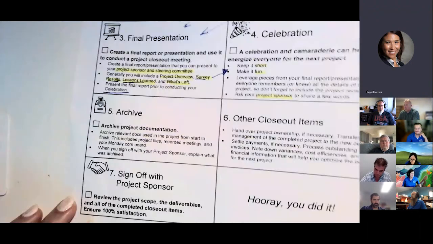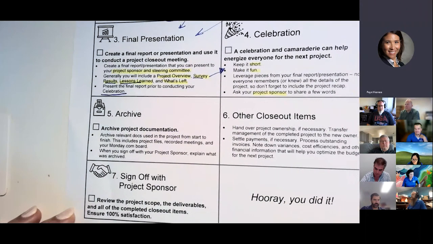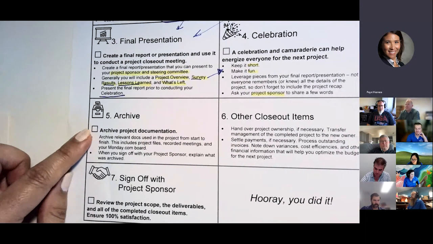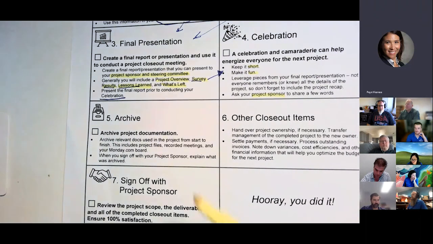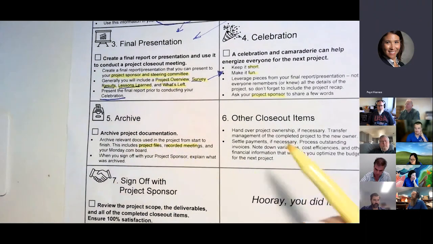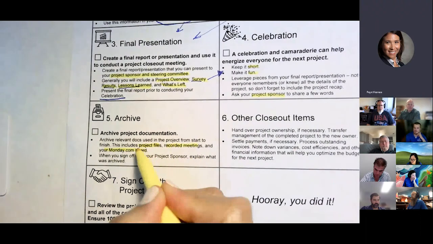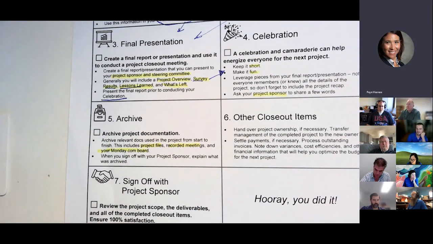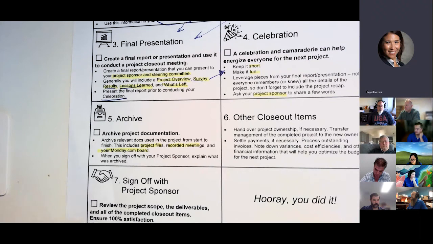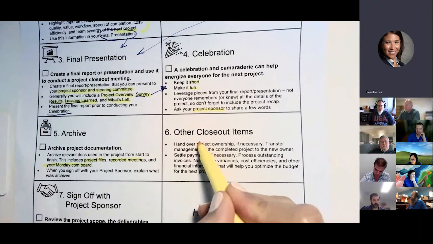All right. These last things have been mentioned briefly before, but again, archiving your stuff. So make sure that if you've got project files, you've got recorded meetings, you've got your project board. We happen to use Monday.com here, but your Excel file or anything that had the project plan, put that somewhere and save it and make sure that people know how to get to it later because it will become useful for you. And then hand over project ownership.